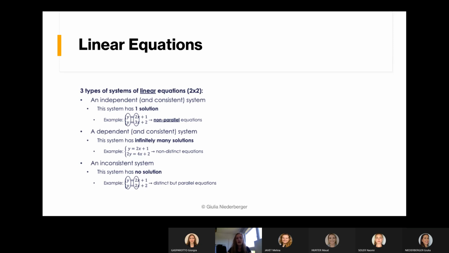And if they have no solution, as you can see on the bottom, it means that they have the same slope, just a different y-intercept. So the lines would look the same, but one would be higher than the other one. And it only has one solution when they just cross in only one point. So the y-intercept is different and the slope is different.